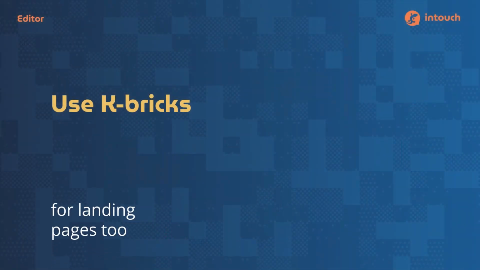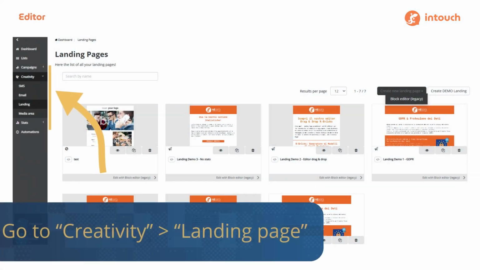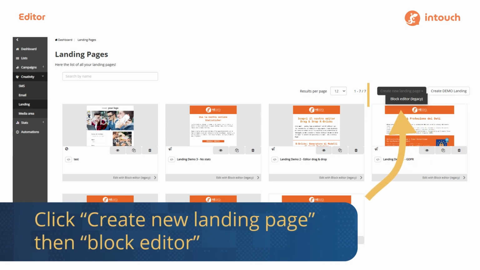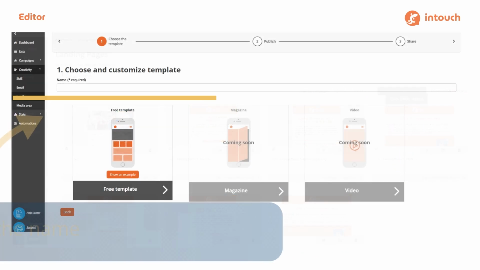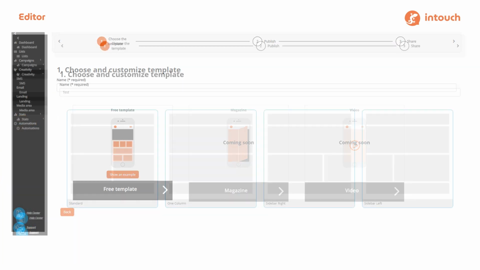The KBricks editor can also be used to create a landing page. Just go to the left menu, select Creativity, then Landing Page. Click Create a new landing page, then choose Block Editor. The Choose a Template section will open. Enter a name, click on Blank Template, and select your structure.